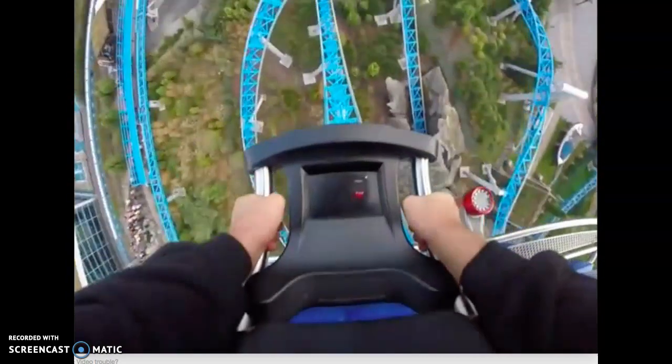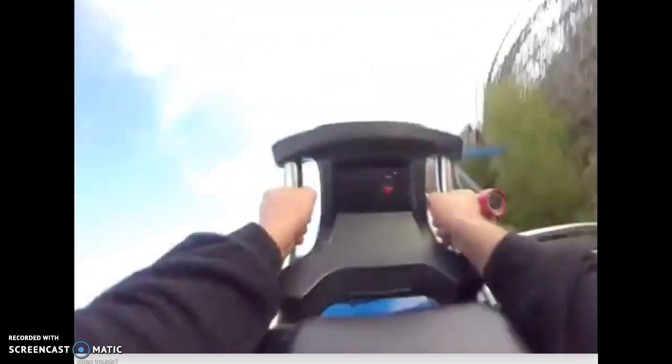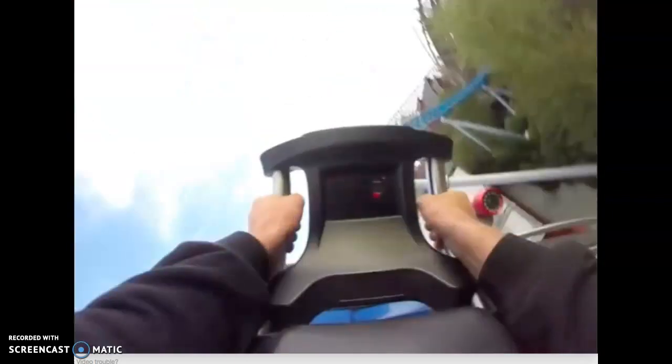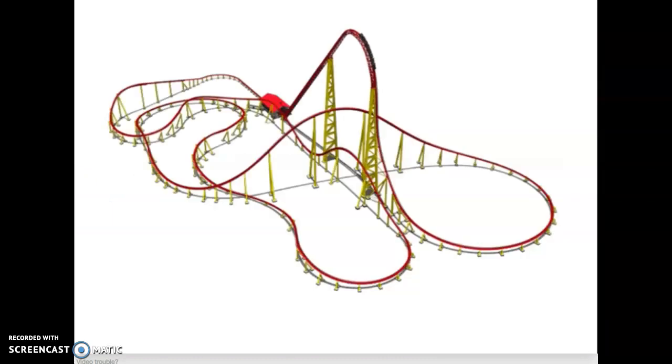This guy's having a lot of fun. Now, one of the things that makes roller coasters so fun are all these ups and downs. When roller coaster designers create rides, they have to figure out how high to make the hills. So let's look at a few roller coaster designs to see how high the hills are.